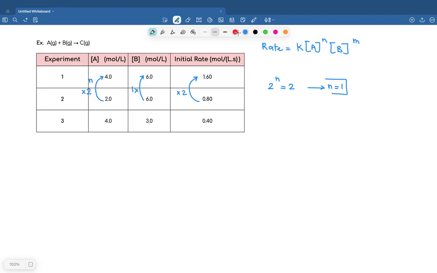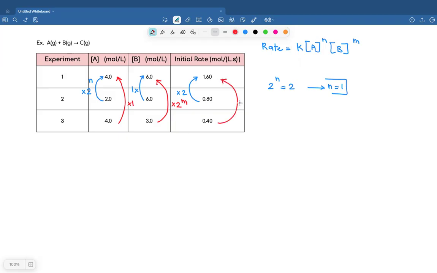Now we do the same thing. This time we want to find the M, which is the order of reaction with respect to B. So this time we have to keep the concentration of A constant. A good way to do that is to look at experiments 1 and 3. Going from experiment 3 to experiment 1, we can see that the concentration of B is doubling. So it's going to be 2 to the power of M this time, while this is not changing. And then we will see how that is affecting my rate.